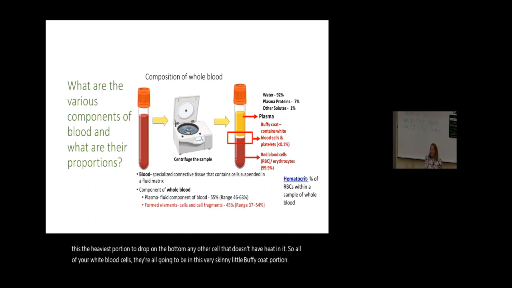Then when you get into plasma, that's your water portion. That's ions, that's microbes if you've got any. That's going to be secreted antibodies. All are going to be in there because they're so much smaller and lighter than a cell. They're going to be that top portion.